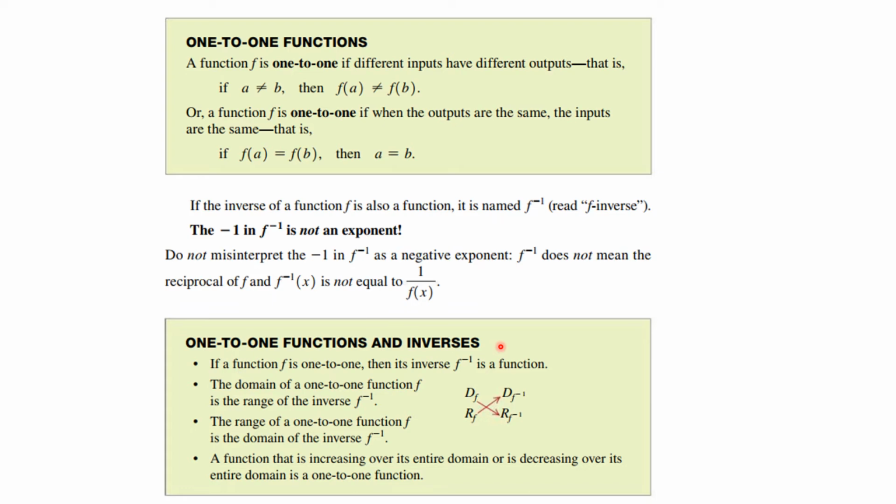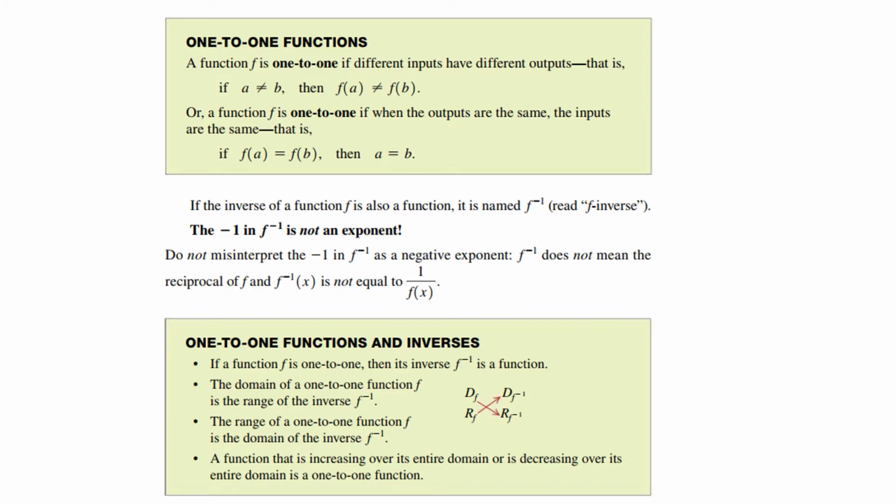The domain of a one-to-one function ends up being the range of the inverse function. The range of a one-to-one function is the domain of the inverse. Here's a little diagram that may help you remember that, and that's very useful, by the way.